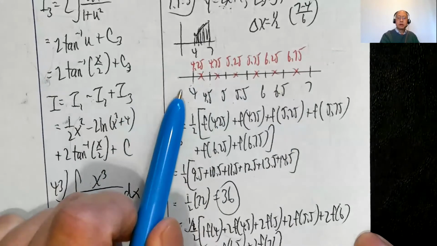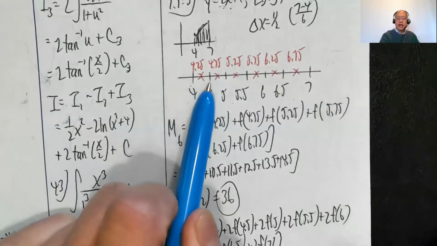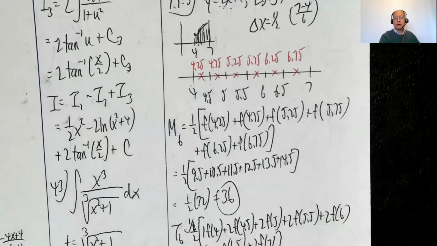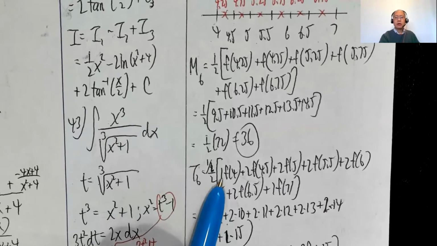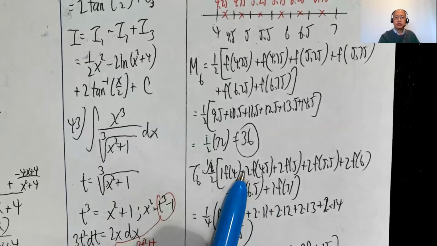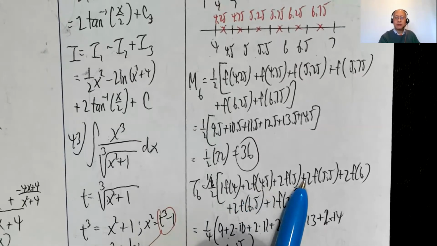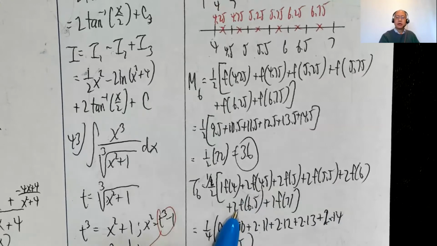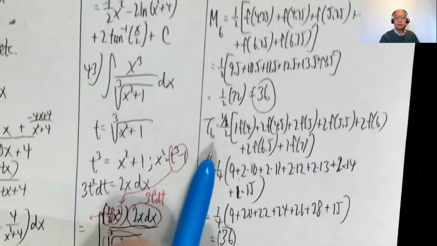For trapezoidal rule, the first coefficient is 1, the last coefficient is 1, and all the ones in between get a coefficient of 2. So 1 times f of 4, 1 times f of 7, but all the in-between ones get a 2: 2 times f of 4.5, 2 times f of 5, 2 times f of 5.5, and so on up to f of 6.5. And you plug into 2x plus 1.